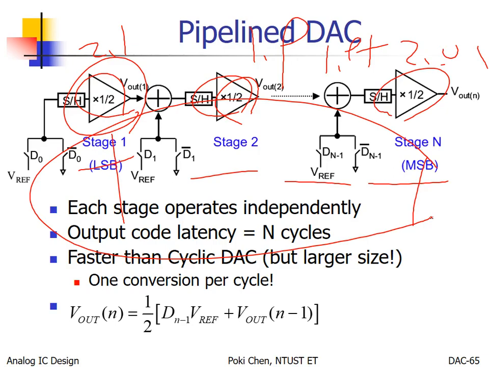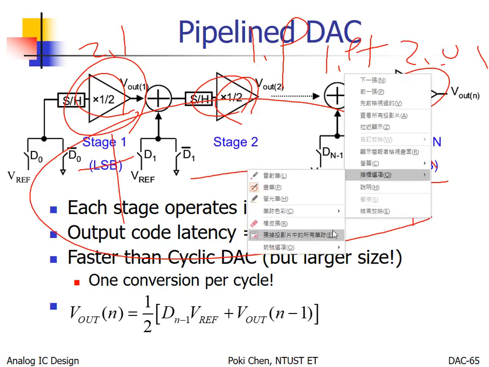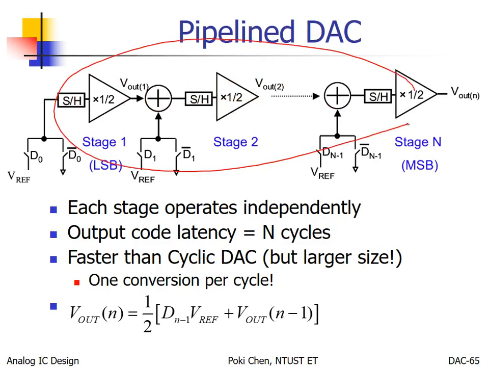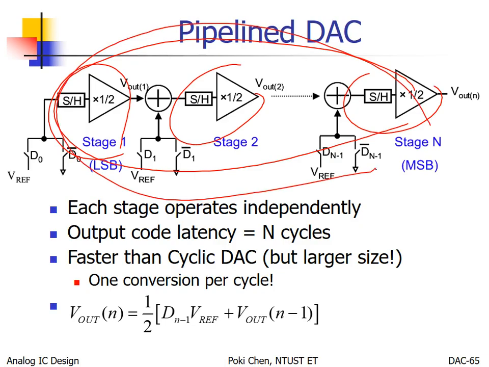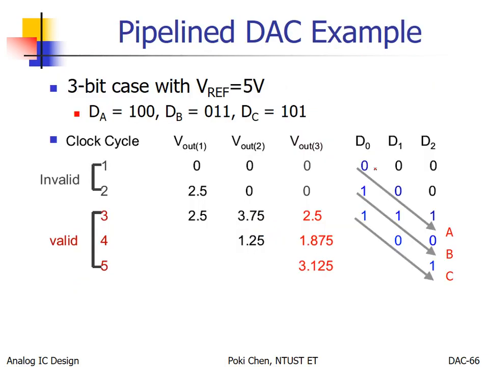And how about the second advantage? Because all those stages can operate in parallel. In cyclic, no. In series, the first bit, the next bit. Okay, the same circuit each cycle. But right now, each cycle uses a different circuit. So everybody operates in parallel. So the result looks like this. Oh, my D0 is processed here, my D1 is processed here, my D2 is processed there. And finally, this is my output, right?